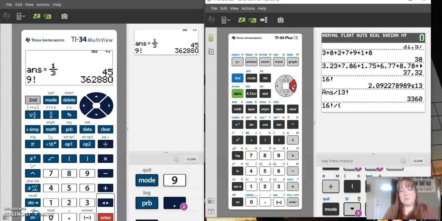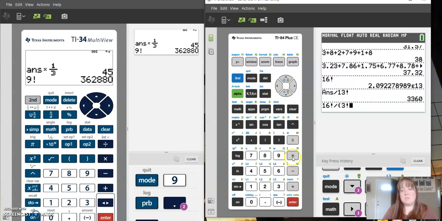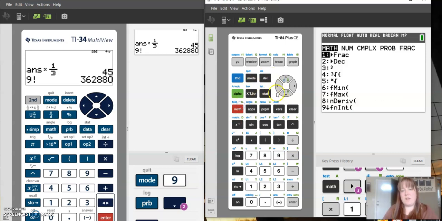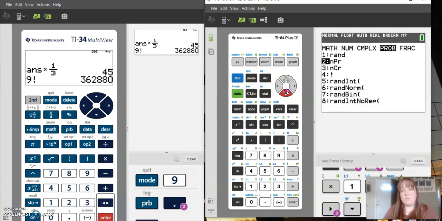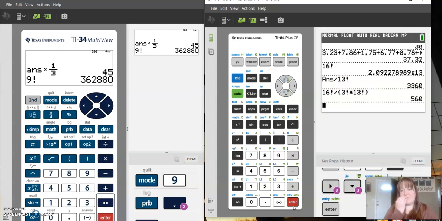We got to do 3 factorial times 13 factorial. And then we close those parentheses. So this says to our calculator, do this on the bottom first before you do the division. We push enter, and we're going to get 560. So there were 3,360 different permutations for this option, but there's only 560 different ways we could order them if order doesn't matter.